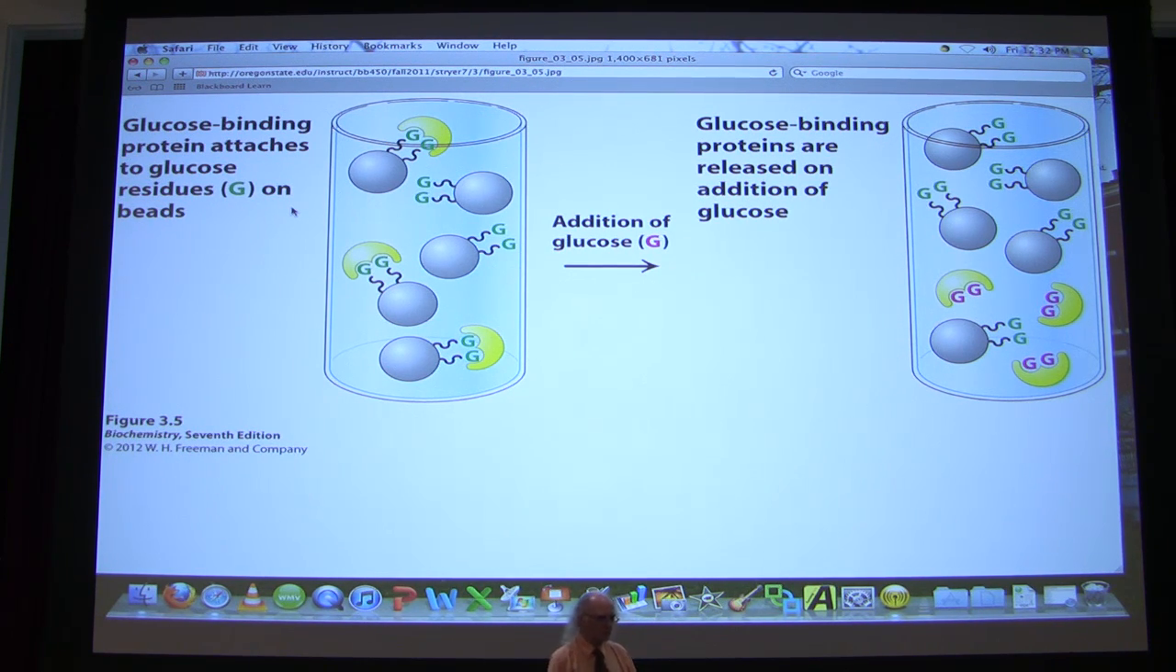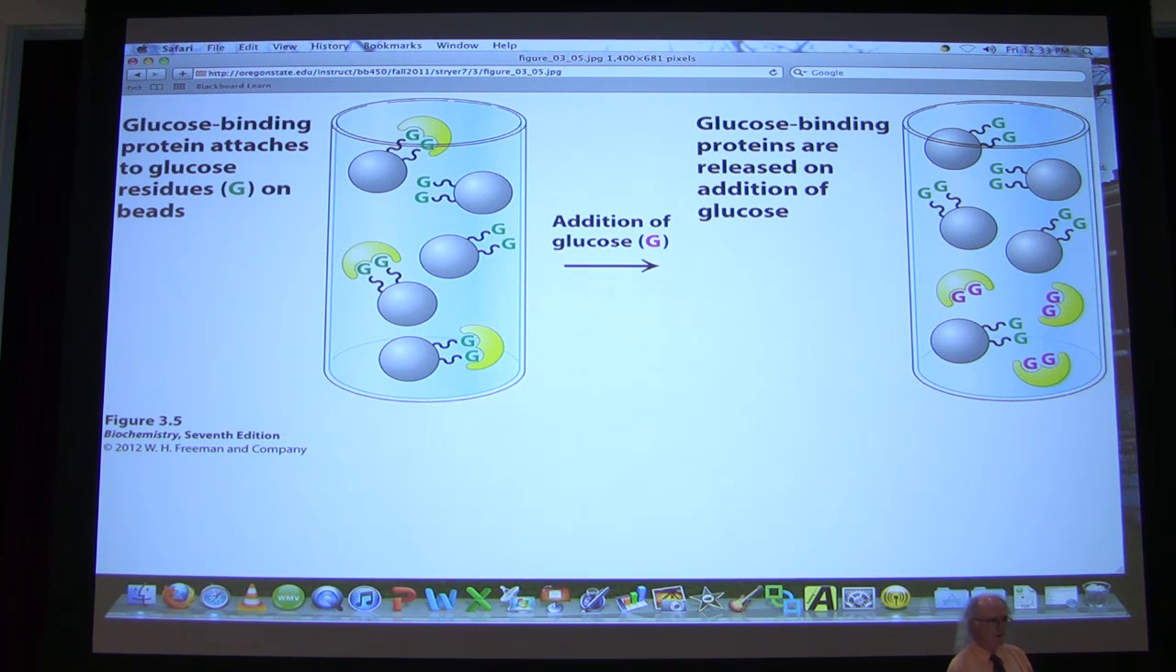Shannon, did you have a question? Is it practical to functionalize your own beads, or do you buy them pre-functionalized? You can do both. So it depends. If you have something that's a very specific molecule, you might do it yourself.